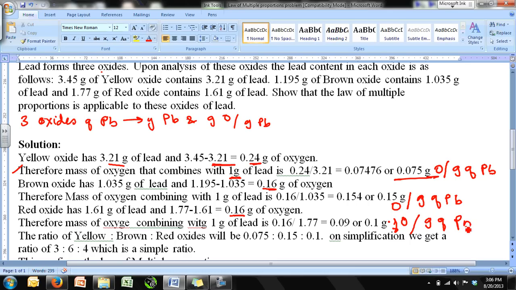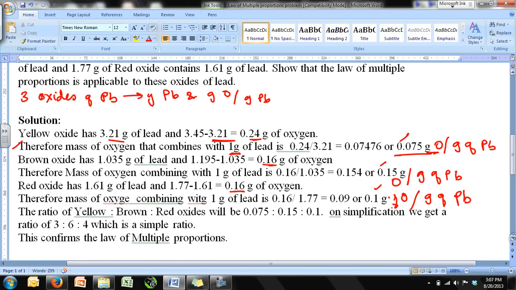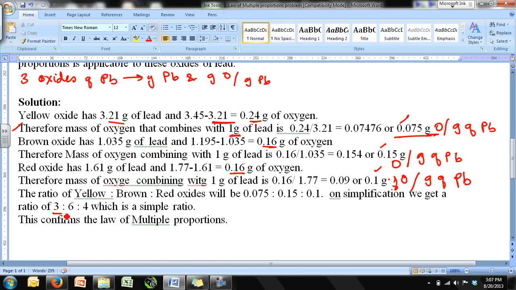So if law of multiple proportions holds good, then these 3 numbers should be in small whole number ratios. And let's figure out. They are present in a ratio of 3 to 6 to 4, which is small whole number ratio. Hence, this supports law of multiple proportions.